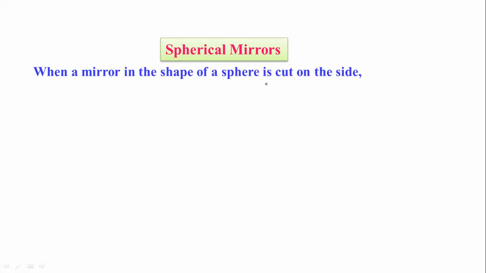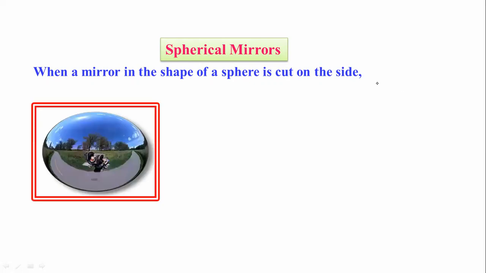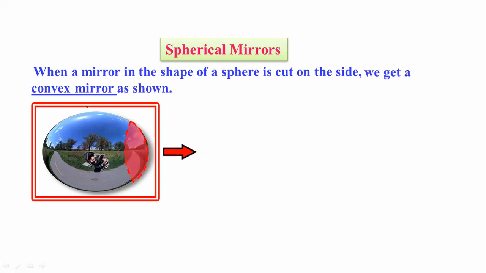When a mirror in the shape of a sphere is cut on the other side. Okay, so if you take this, this is a convex mirror. Spherical shape, and one side is cut. When you observe this, it is a convex mirror. Convex means one end is bent like this. You can observe.